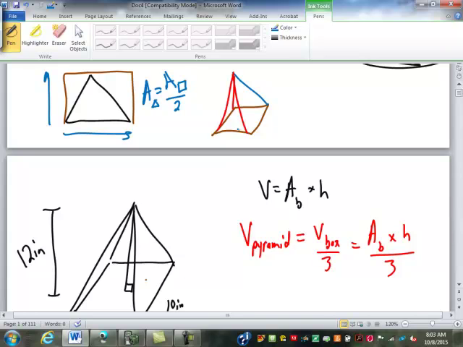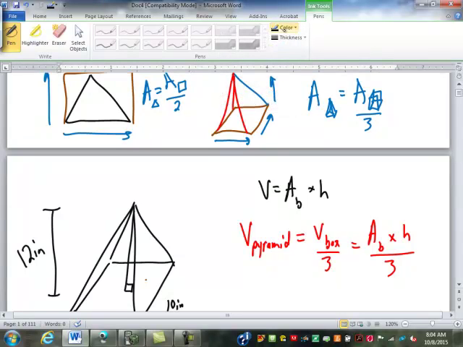How many dimensions is a pyramid or a box? 3 dimensions. So when I do the volume of a pyramid, it's the volume of a box divided by 3 because it's 3-dimensional. Make sense?